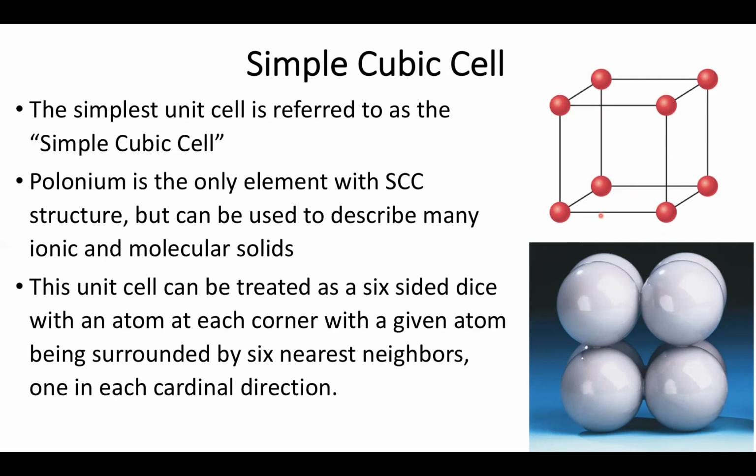It's a simple unit cell, which we can think about like a six-sided die, where I've got one atom at every corner, and it's going to be surrounded by six nearest neighbors: one up, one down, one to the right, one to the left, one back, one forward. So one in each of the given directions. If you want a good example of this, go ahead and stack some dice, and you'll notice that each will have six neighboring dice.